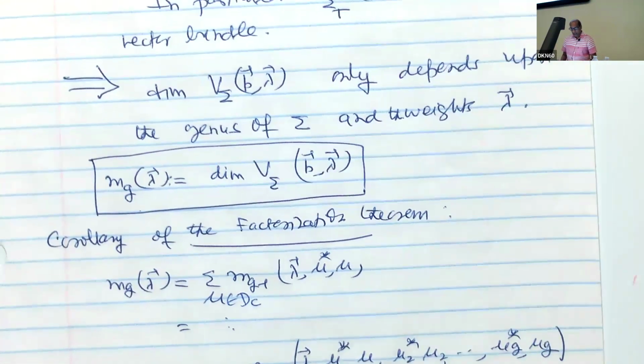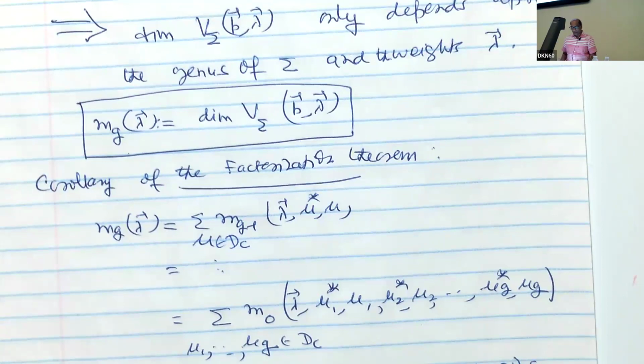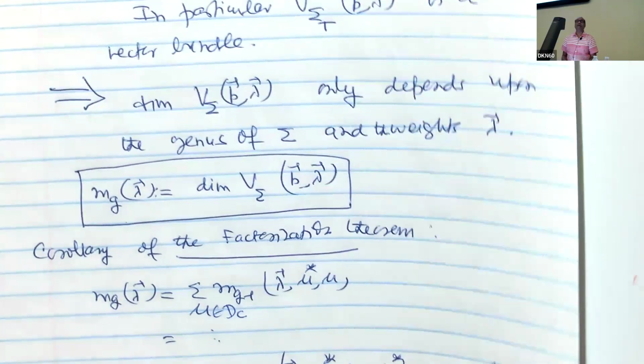Okay. Now we have a problem which we have to confront. That is, now we are working on a genus 0 curve, but with many, many points. Genus 0 means P1. That's the only genus 0 curve. Now, let's apply the factorization theorem again to a genus 0 curve.